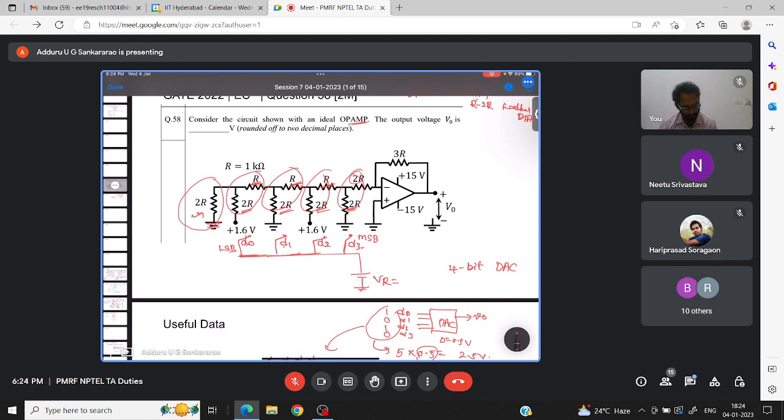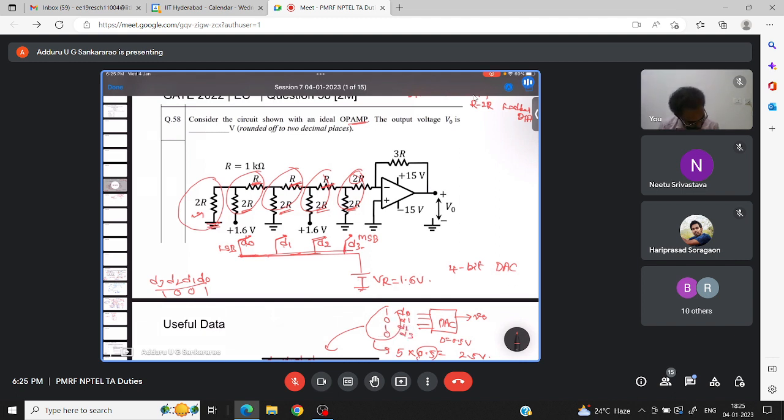And practically how the circuit is, you have switches here. Let us say VR equal to 1.6 volts. Based on the digital input, if my digital input D3, D2, D1, D0 is, let us say, 1001, then what to do? D3 should be connected to 1.6. D3 should be connected to 1.6.